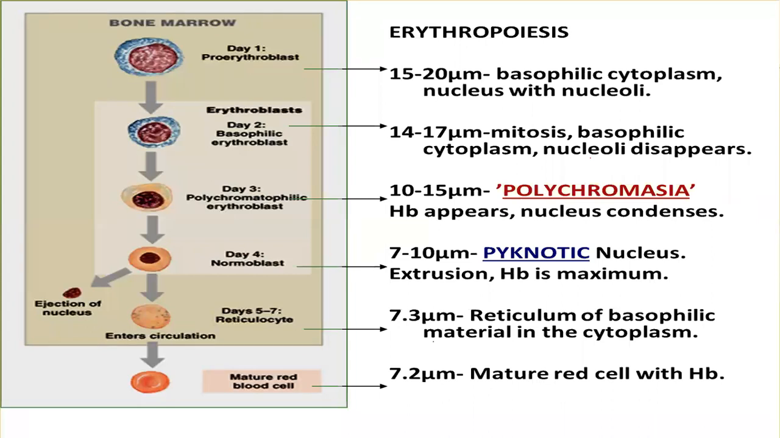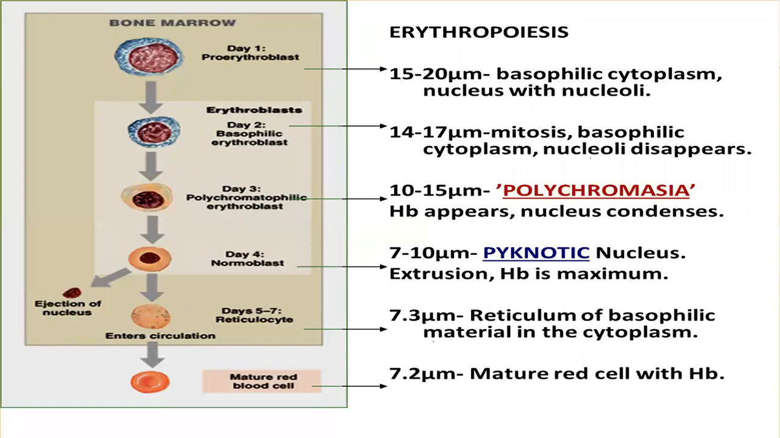Okay, and then after mitosis, they will continue with the development, and then they'll become polychromatophilic erythroblasts. In terms of size, it's between 10 to 15 micrometers in diameter. And then sometimes you have a condition which is called polychromasia.